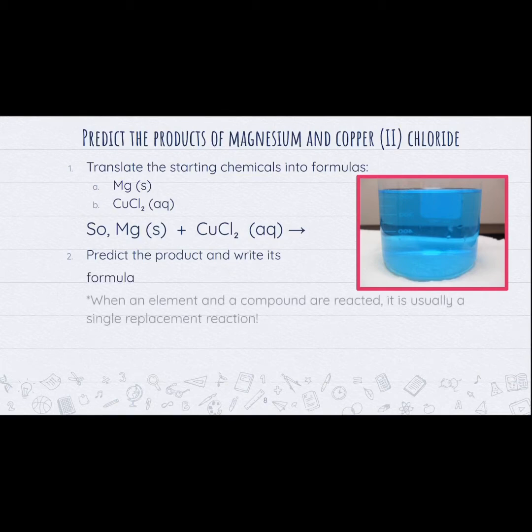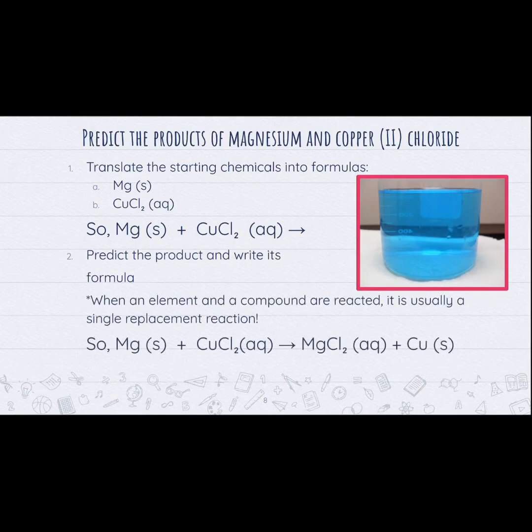So our product would be MgCl2 plus copper. So what's happening in this reaction is magnesium and copper are basically switching places. Magnesium wasn't bonded to anything, and now it's bonded to the chlorine. We still need to balance, which we will do here in just a second.